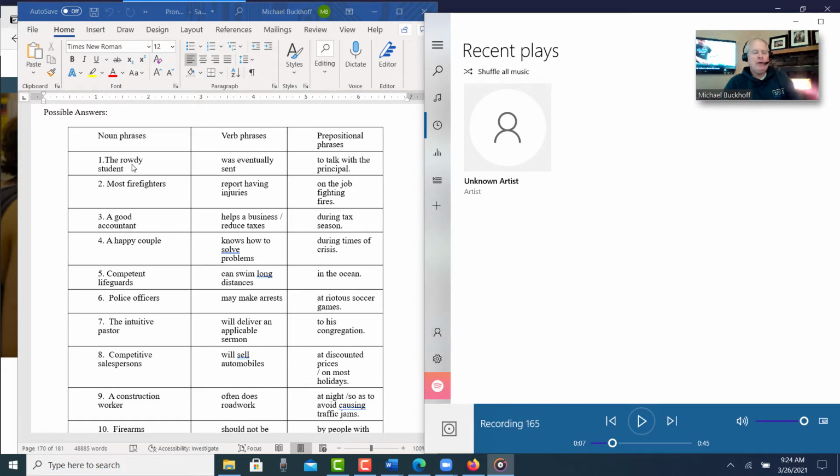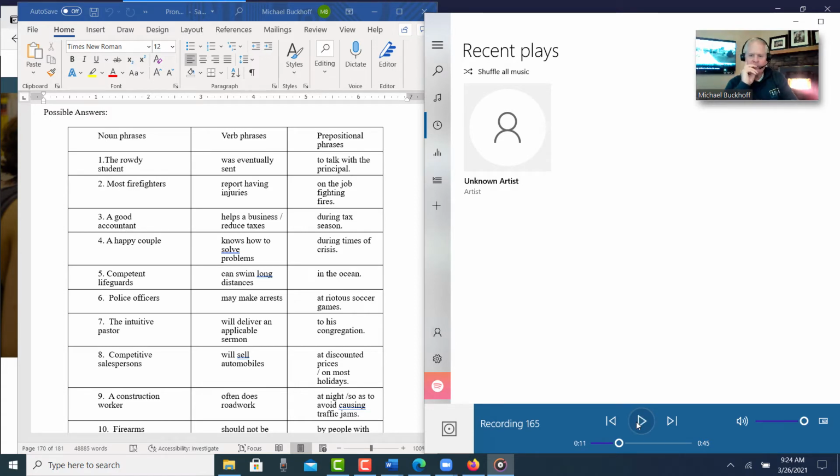So notice, the rowdy student was eventually sent to talk with the principal. Then your tone drops at the end there. Now, these thought groups are a little bit small, but sometimes it's good to start with smaller thought groups first. Then you try to work on longer thought groups later. So eventually, your thought group might be: the rowdy student was eventually sent to talk with the principal. That's probably a little bit better thought group. You group both of these together, but for right now, we're working on things in a very simplistic manner to help you build your skill.